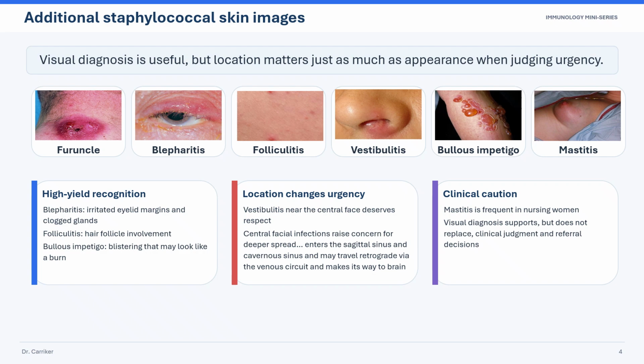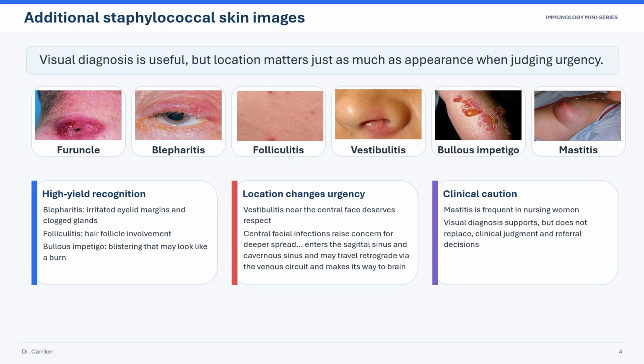So these images reinforce a few high yield points, some additional staphylococcal skin images. Now, blepharitis often reflects an irritated eyelid margin and a clogged small gland, whereas folliculitis shows staph getting into hair follicles. Bullous impetigo can blister and look pretty dramatic, sometimes even like a burn. Vestibulitis, especially in the central face area, is near the nose.